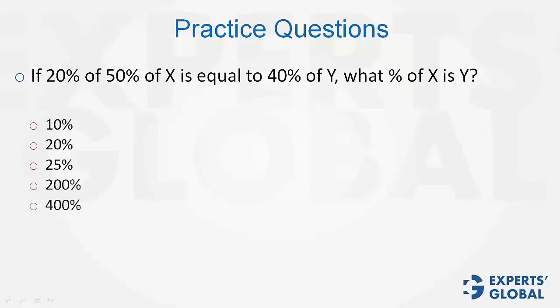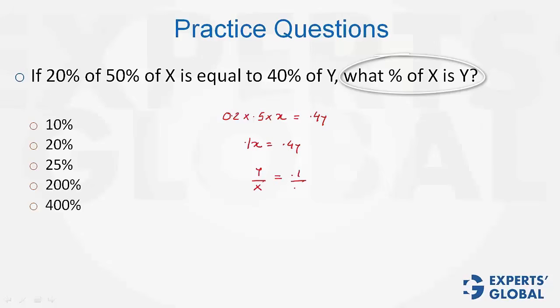20% of 50% of x. 20% means 0.2. 50% means 0.5. Therefore, 0.2 times 0.5 times x equals 40% of y, means 0.4y. So 0.1x equals 0.4y. What percentage of x is y? The question is asking the value of y divided by x, which would turn out to be 0.1 divided by 0.4, or 1/4, or 25%. That was an easy question.